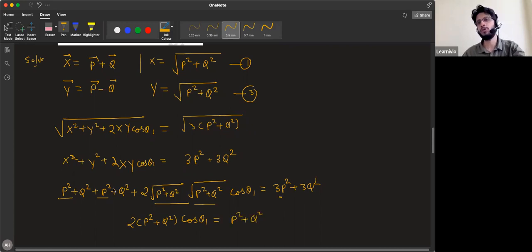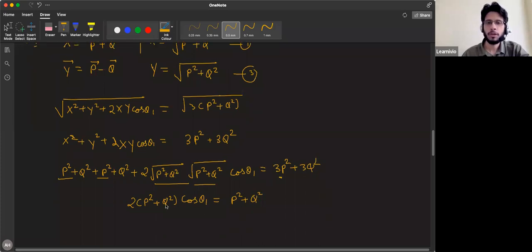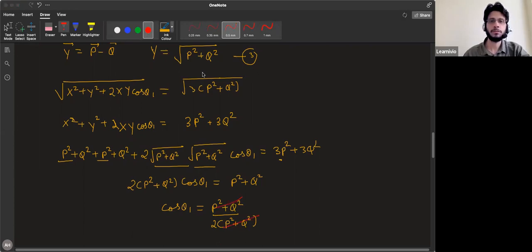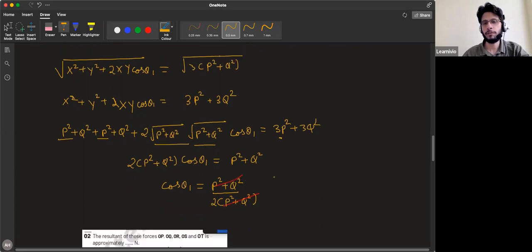Because this is 2p square, when we take it to the right hand side, it will get subtracted. 3p square minus 2p square is p square. 3q square minus q square is q square. Then you can write that your cos θ1 is p square plus q square divided by twice of p square plus q square. Just cancel them out. So this term and this term will get cancelled out. So cos θ1 is half. That means θ1 is 60 degrees.